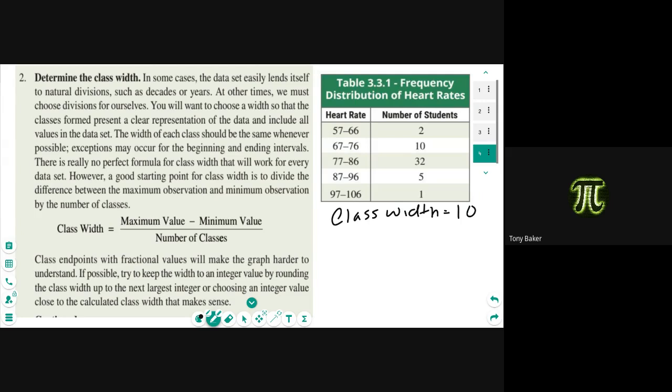Does everybody agree that there's 10 values there? If you subtract them, what do you get? What's 66 minus 57? 9. Not a trick question. So why is the class width 10?